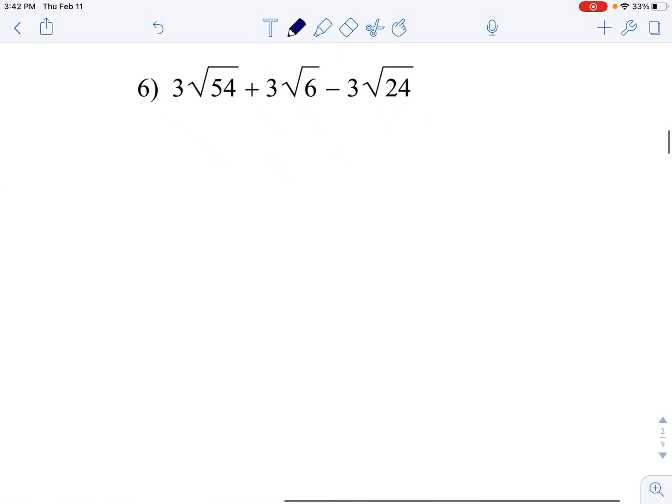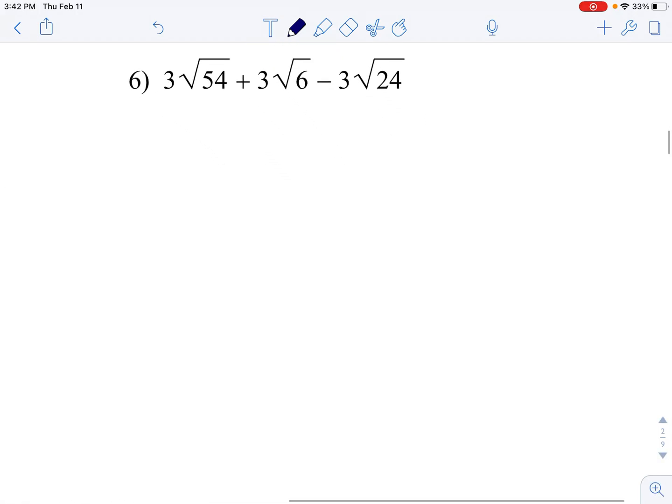All right, let's look at number 6. Same kind of an idea. Do we have like terms? No. Can we make like terms? Probably. So, well, let's see, how am I going to do this? We'll make the tree. 54 is, again, 9 times 6, and that's 3 times 3, and that's 3 times 2.